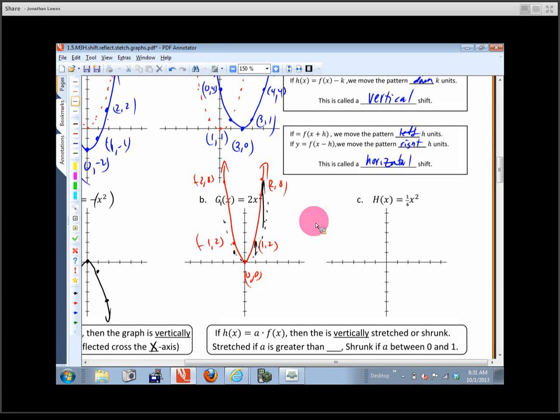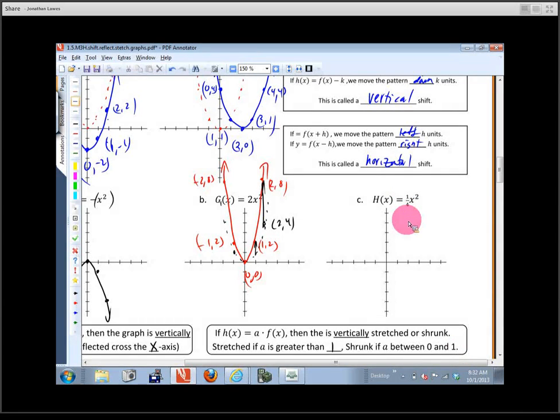It changed the y-coordinate. The y-coordinate here used to be 1. We doubled it. It's now 2. The y-coordinate at this point used to be 4. We doubled it, so it's now 8. We doubled the y-coordinates. We changed this in a vertical direction. We call that a vertical stretch. Or this one here is going to be a shrink. It's a stretch if a is greater than 1. It's going to be a shrink if that number sitting out in front is between 0 and 1.